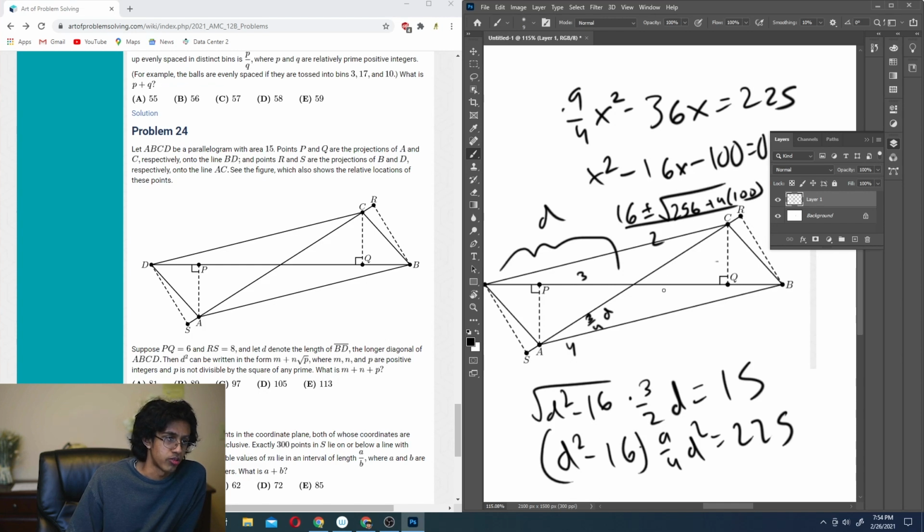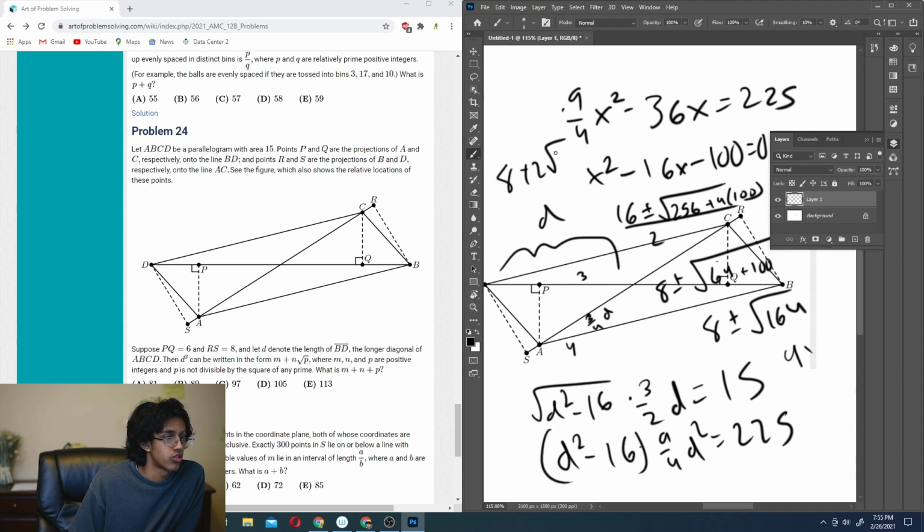So that is just equal to 8 plus or minus root... The 256 divided by 4 is what? 64, and then plus 100. So 8 plus or minus root 164 is, if we divide this by 4, we basically get 25 plus 16, 41. 41 times 4. So 8 plus 2 root 41. And then we have to remember to multiply by 2.